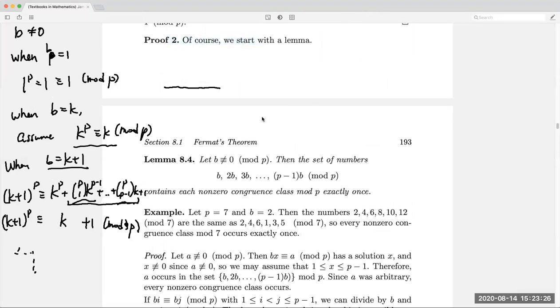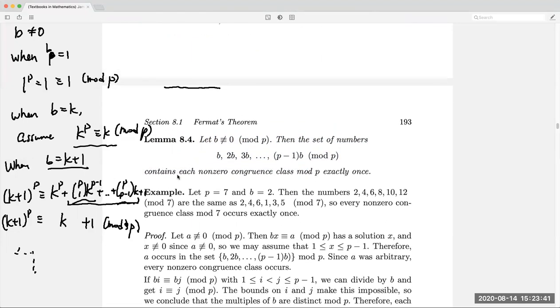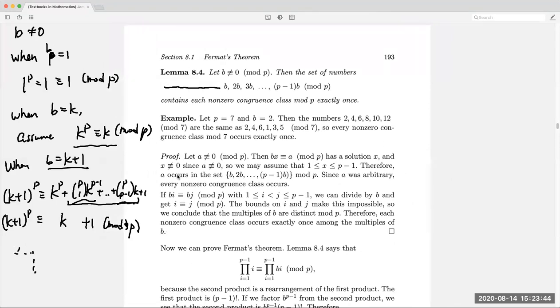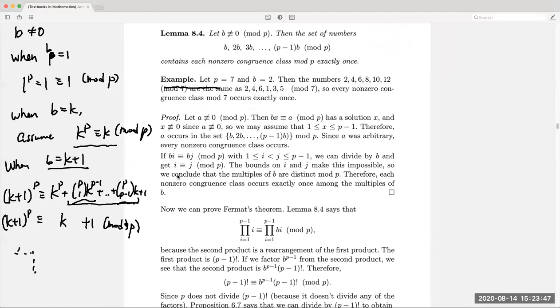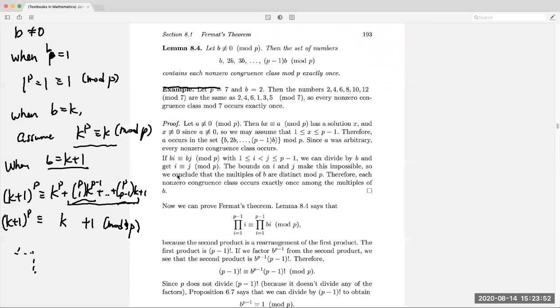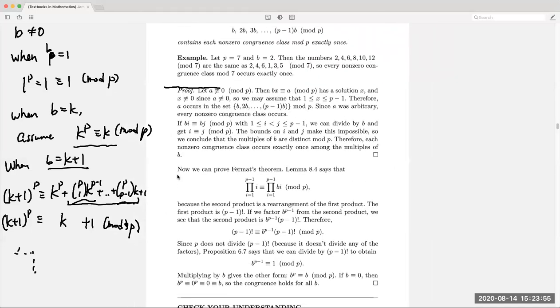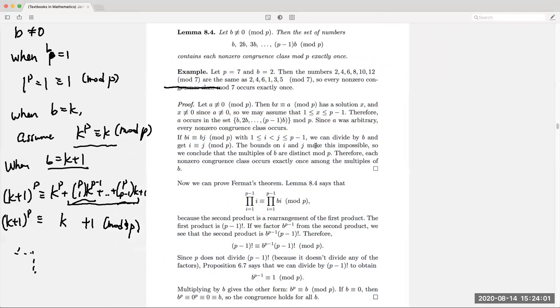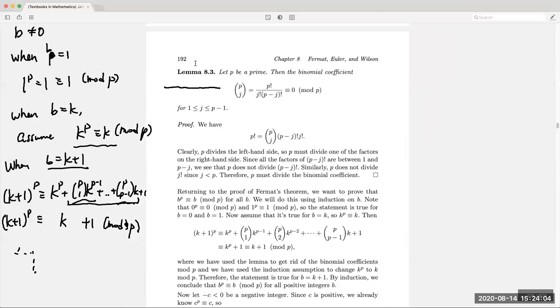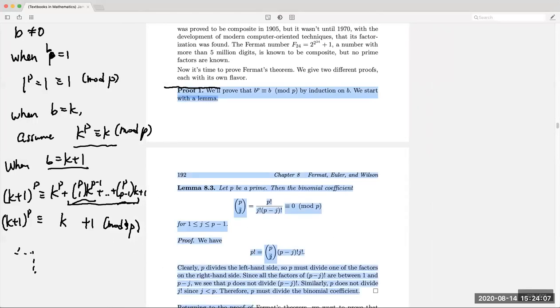So it starts with the following lemma. Let P not equal to 0. The set of these numbers contains each non-zero congruence class mod P exactly once. Well, I think this proof is more difficult. Maybe you skip this proof, okay? Or if you don't understand the mathematical induction, then either you learn it or ignore the proof.